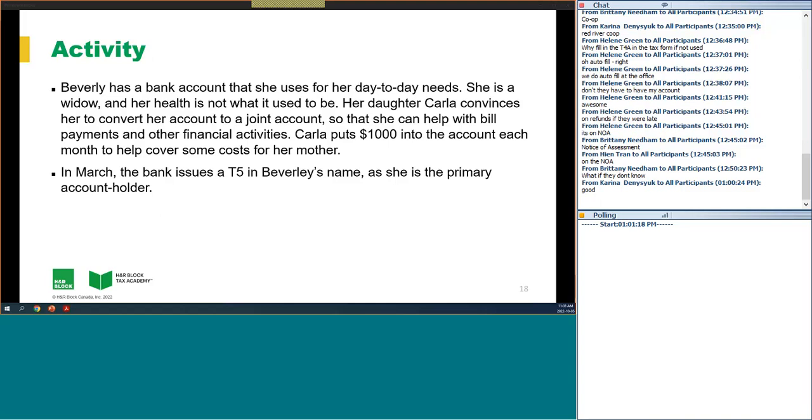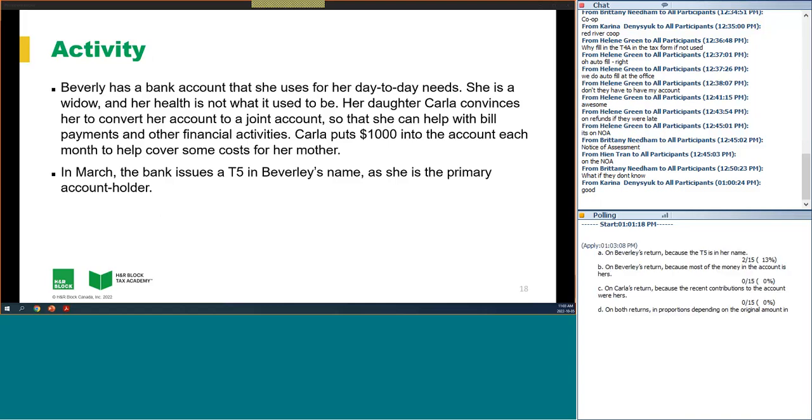Not seeing any more movement there, so let's just close the poll and see what answers we came up with. Almost everyone said D. D is the correct answer. It does not matter whose name is on the account. It matters who put the money in. It doesn't matter who put most of the money in. It matters what the proportion is.